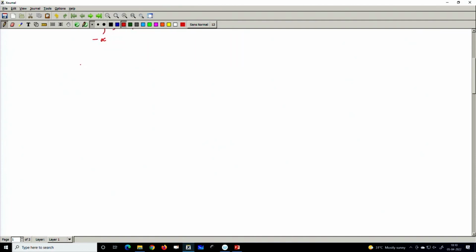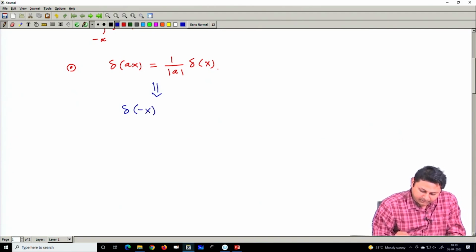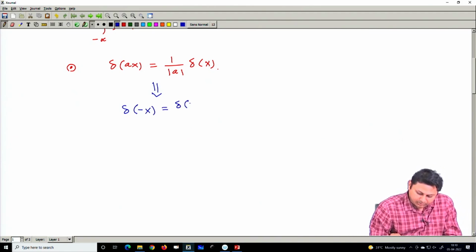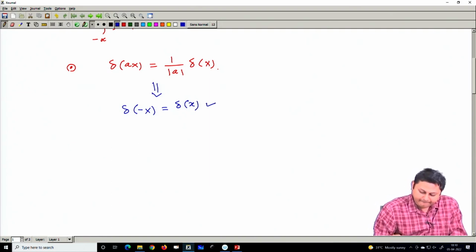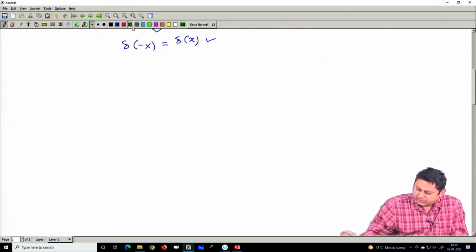Last class we also tried to understand a few properties of the delta function. One very important property was delta of Ax is equal to 1 by mod of A. We proved it actually. The consequence of this expression tells us delta of minus x is equal to delta of x. So today we are going to extend our discussion on the delta function.